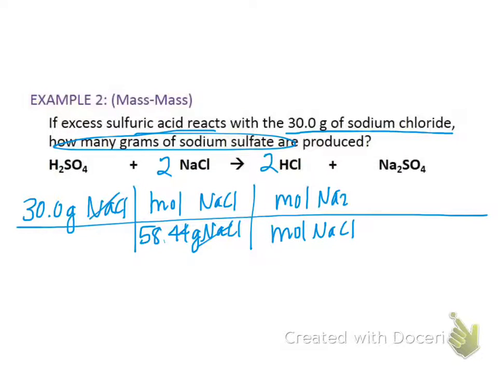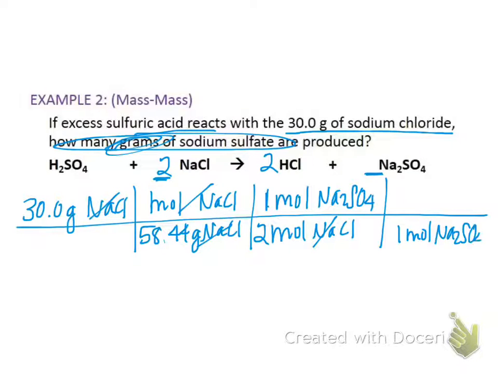So that's Na2SO4. Now I go look at my balanced equation. I have a 2 there, so I need to put a 2 there. For sodium sulfate, I have nothing there, so it gets to be a 1. So now I cross that out. Now I need mass, because this is how many grams, so I'm going to need the molar mass of sodium sulfate. So I do 1 mole sodium sulfate and grams of sodium sulfate.